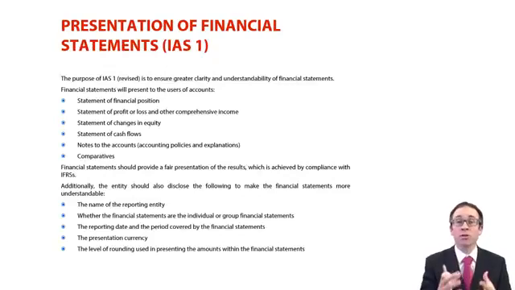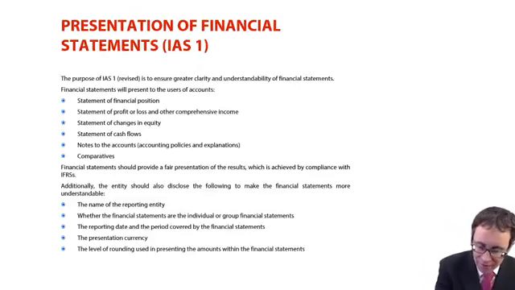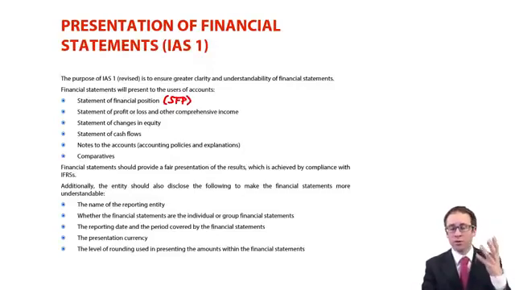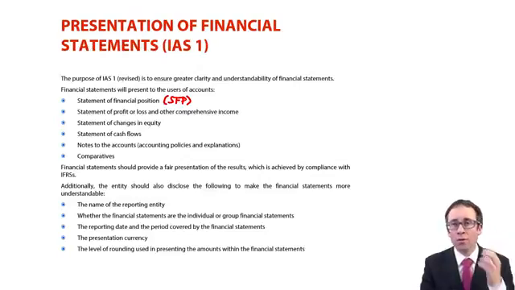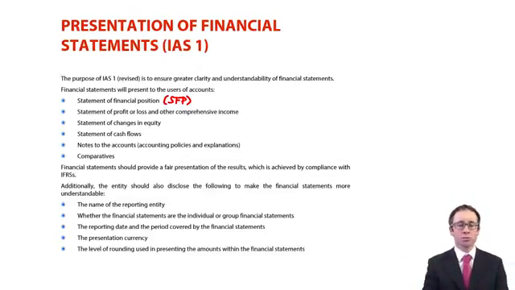IAS 1 specifically says that a set of financial statements has to have a statement of financial position. That's the SFP, an abbreviation that we'll use throughout the course. It shows you a snapshot in time, a picture of the assets that you control, the liabilities over which you have an obligation to make payments, and then you also have the equity. So the assets, the liabilities, and equity are in that statement of financial position. How do we present it? IAS 1 tells us what to present.